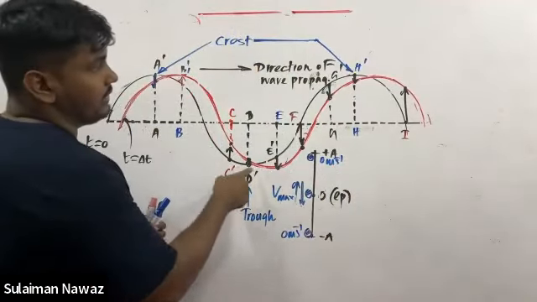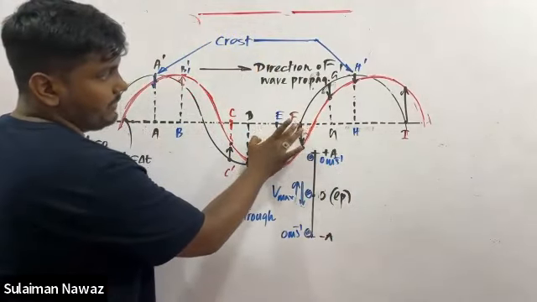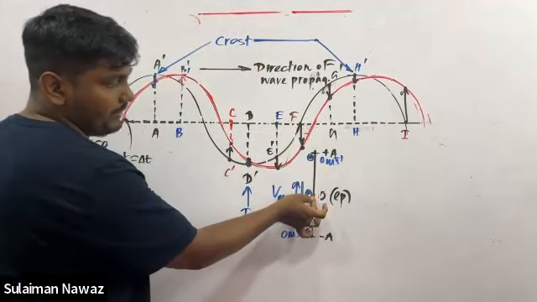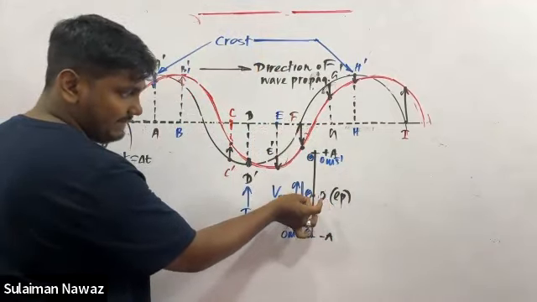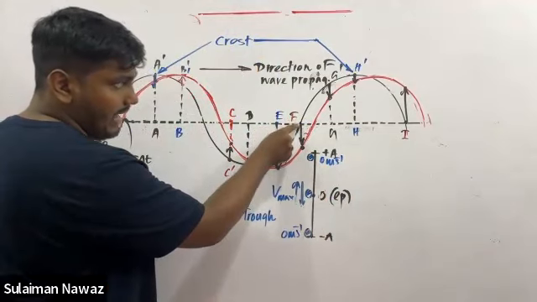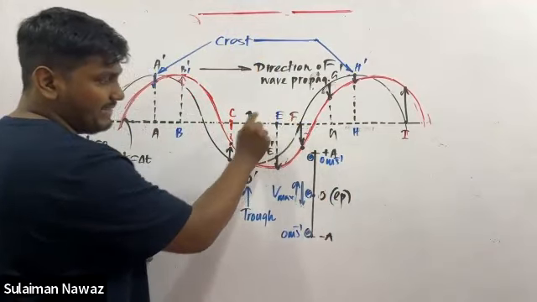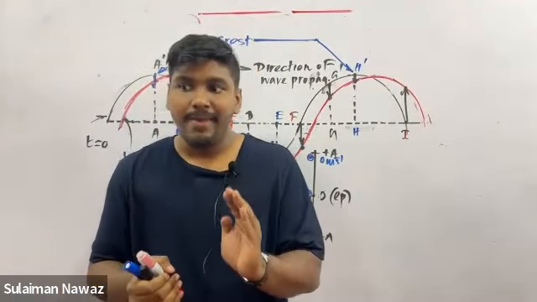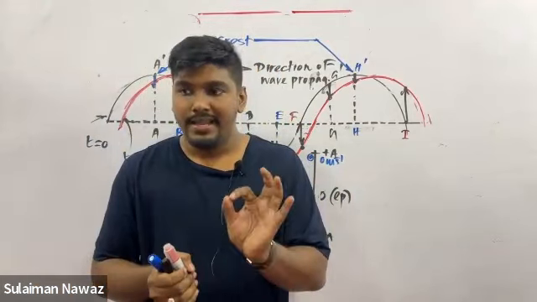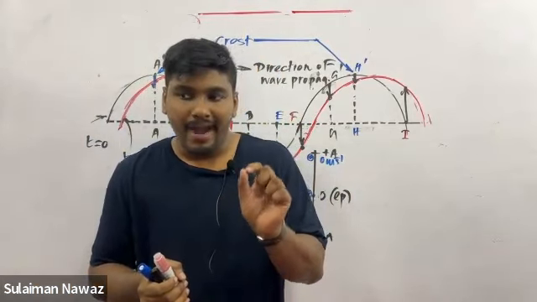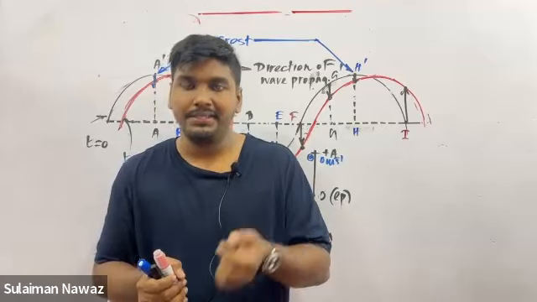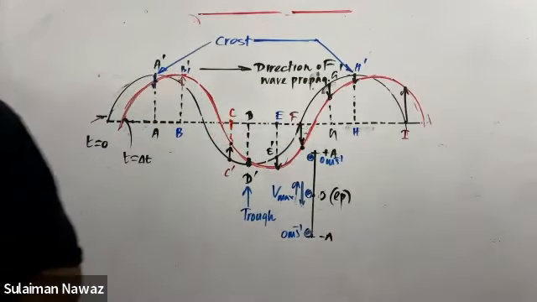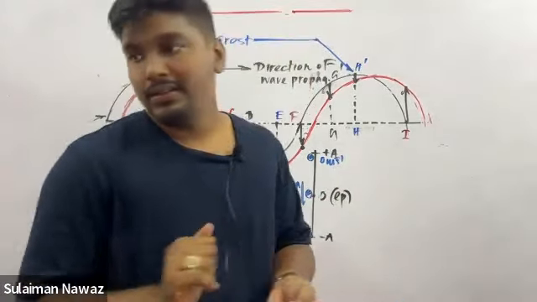Now just think about this black color wave. Capital F particle is at the equilibrium point. Then we know the velocity of the particle at the equilibrium point is maximum. Then capital F particle at this instant, its velocity is maximum. Capital F particle is at its maximum velocity.